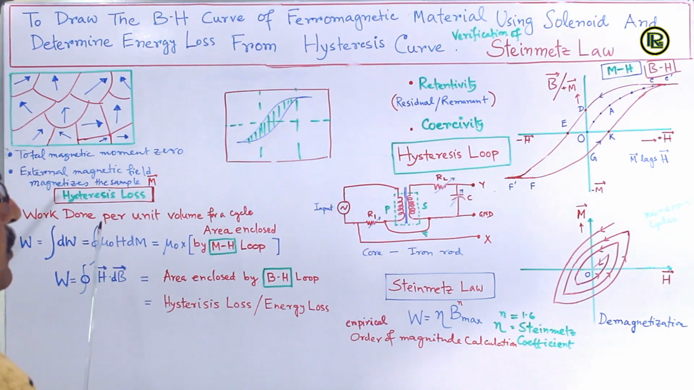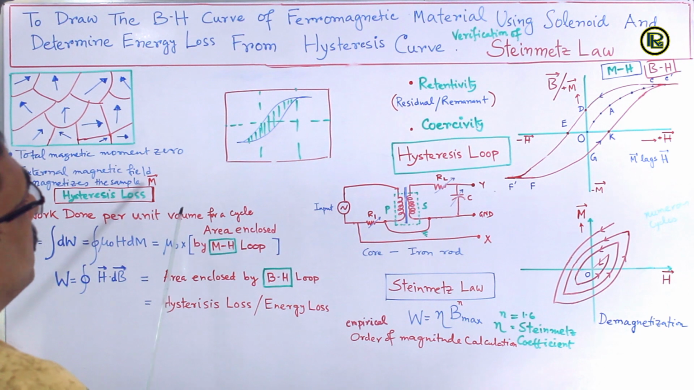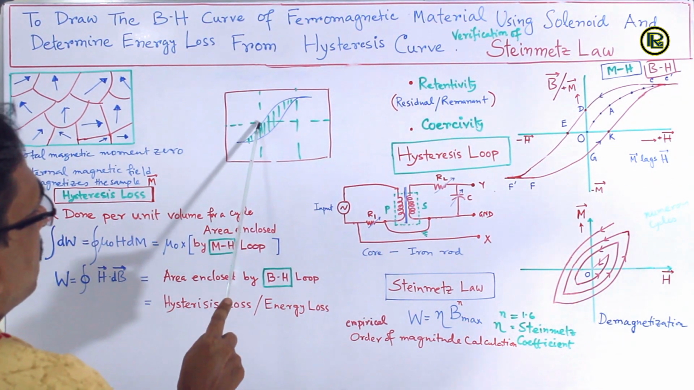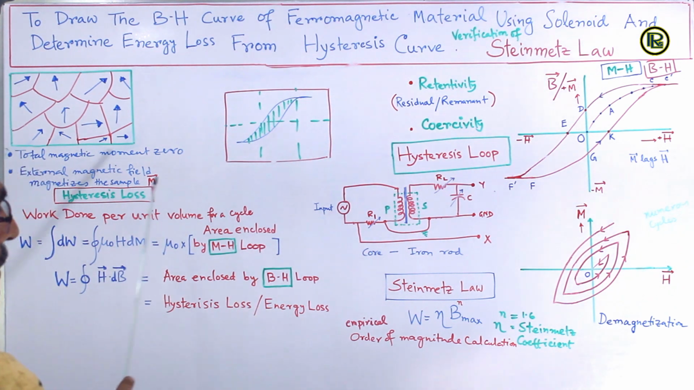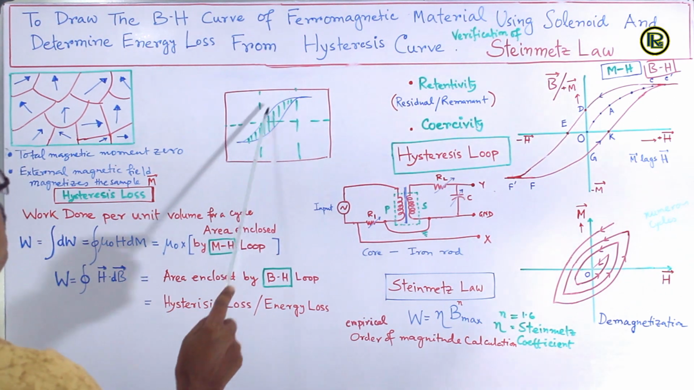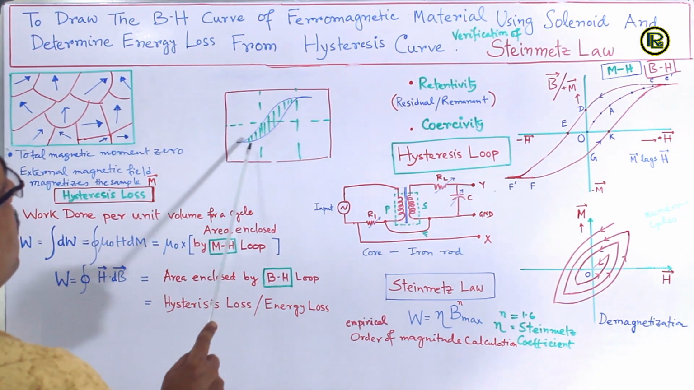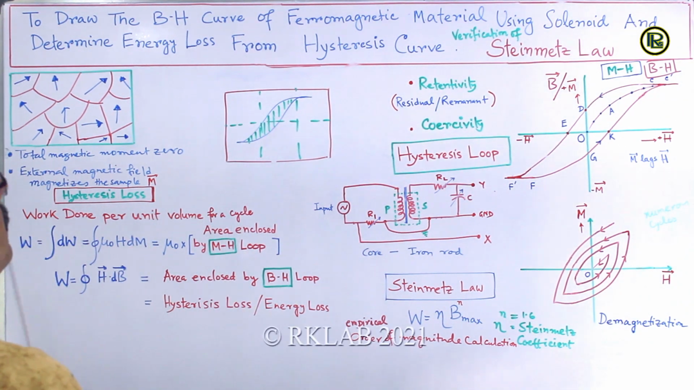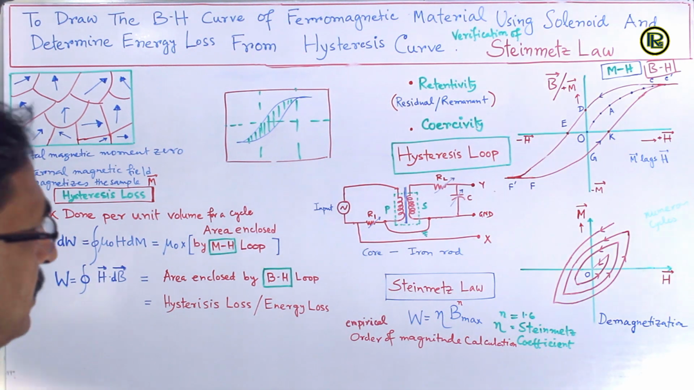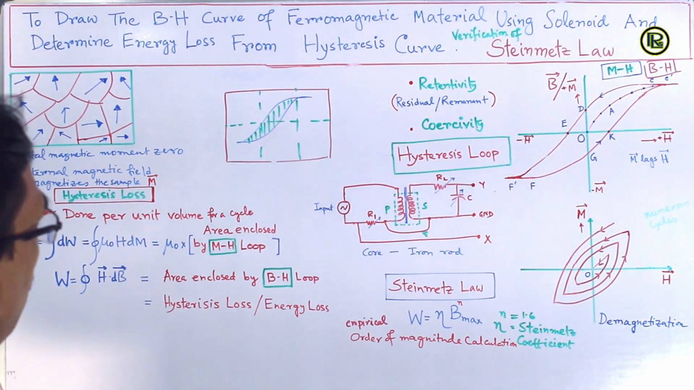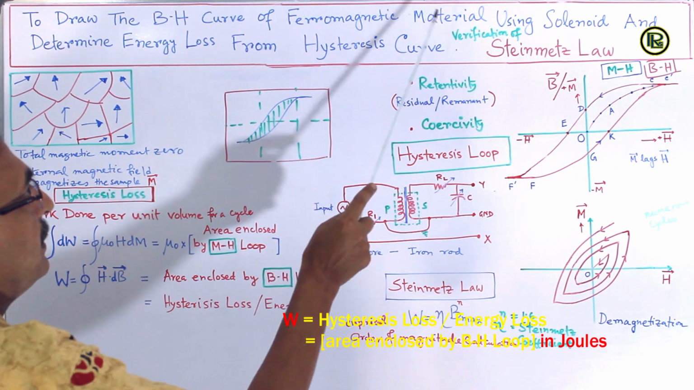For that we have to make use of the graph paper or the screen of the CRO. As we know, each small division on the screen of the CRO is 1 centimeter, so we can find how many squares it is covering. From that we can calculate the area of the hysteresis loop, and thus we can calculate the energy loss or hysteresis loss of the ferromagnetic material.